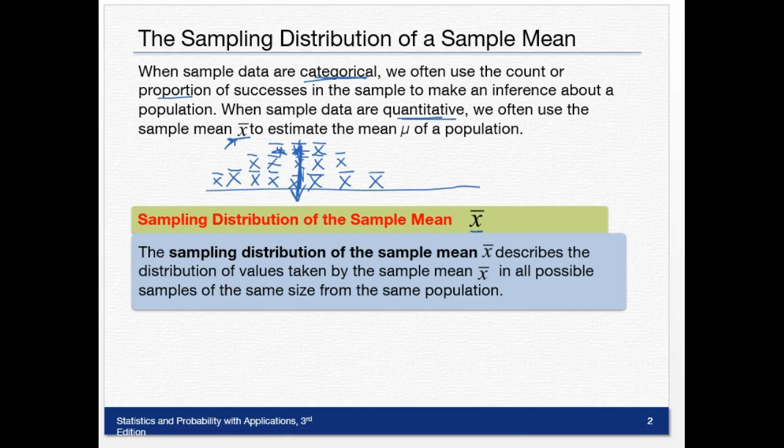So here's the definition. The sampling distribution of a sample mean, X bar, describes the distribution of values taken by the sample mean X bar in all possible samples of the same size. So back to my height example. If I sample 10 students at Richland, the perfect sampling distribution would be every possible sample of 10 students' heights at Richland. Kind of impossible to get, but we do enough to give us a good idea of what shape that would take on to be able to make calculations coming up.